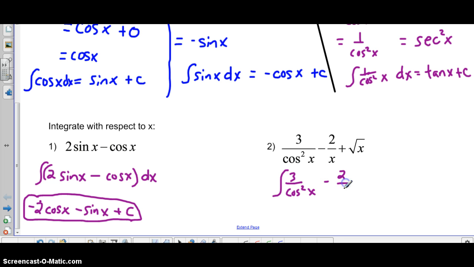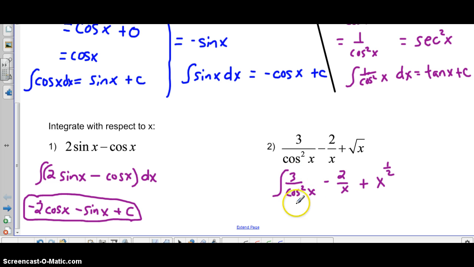And a few things stand out at me. I'm going to change this to x to the 1/2 to make it easier to take the antiderivative. And the other things that stand out at me is looking at this 2 over x. At this point, it should be clear to you that this is going to be our ln anytime you have c x in the denominator by itself there.